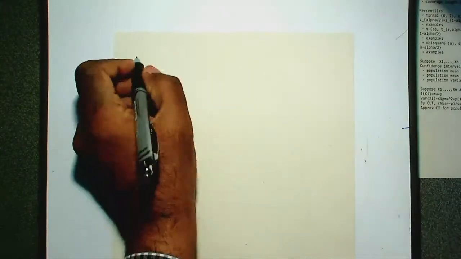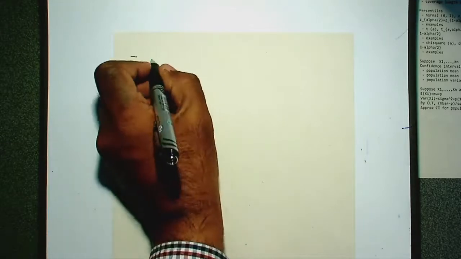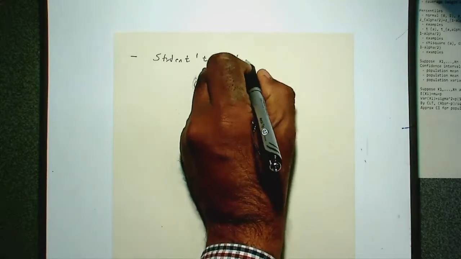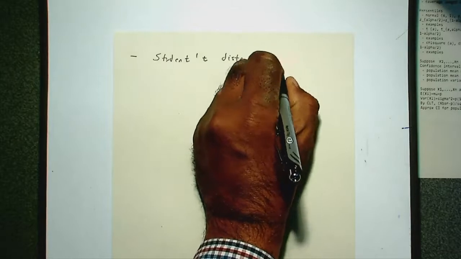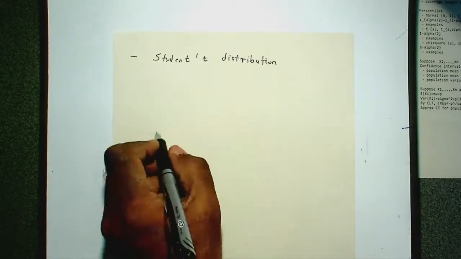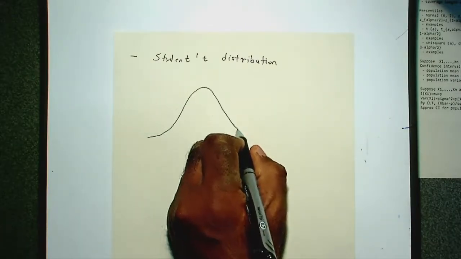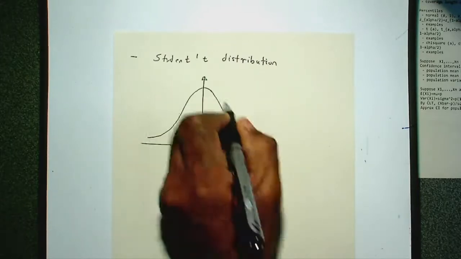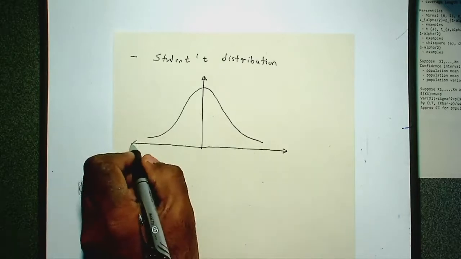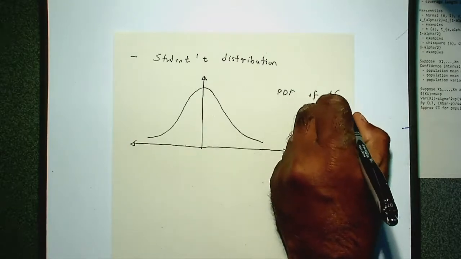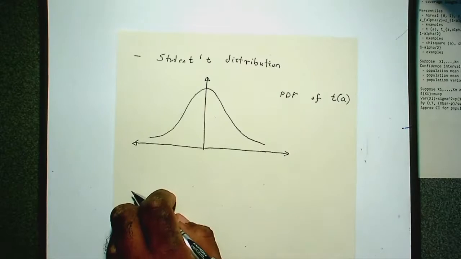The next thing I'm going to talk about is the students' t distribution. For the students' t distribution, the density, I think I showed you this before when I talked about this a long time ago. Excuse me for my inability to draw a picture. So suppose this is the PDF of a student t distribution with a degree of freedom, right? Okay.